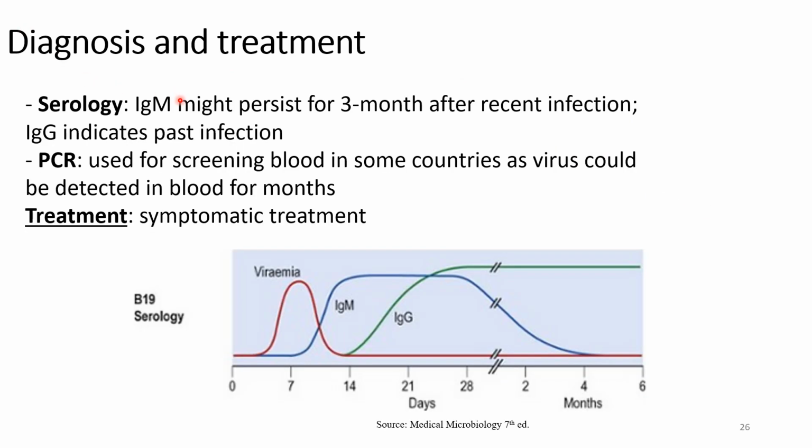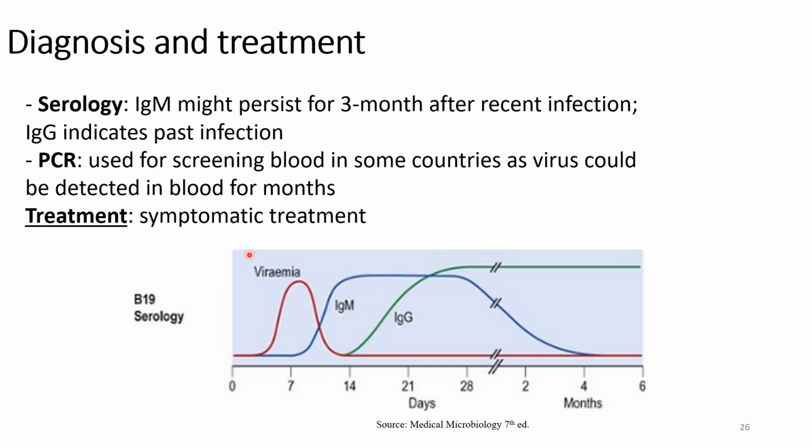What about diagnosis and treatment? So here we're looking at the progression of the disease. Within 4 to 12 days, you have the viremic phase. During the end of the viremic phase, you have accumulation of IgM, and this persists for several months, around 3 months after recent infection. So IgM could indicate acute or recent infection, but later on IgG develops, and this could indicate previous infection. So this person is immune to the infection.